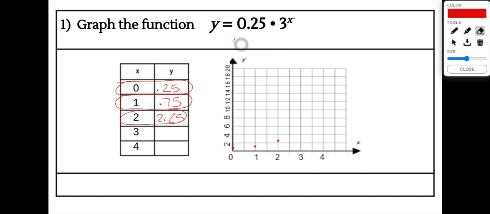Trying to get my eraser to work, you guys. Okay, remember that this b value here is the factor of change, the multiplier, times 3. So what's going to happen in the function is we're going to go triple, triple, triple, times 3, times 3, times 3. So I don't need to sit and plug every single x value into the function. I just know this is going to triple because of the 3 and the b. So I'm just going to triple this 2.25. And if I triple that, I'm going to get 6.75. And then if I triple that again, I'm going to get 20.25.